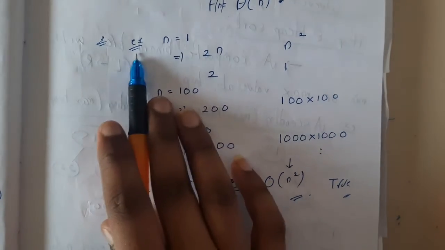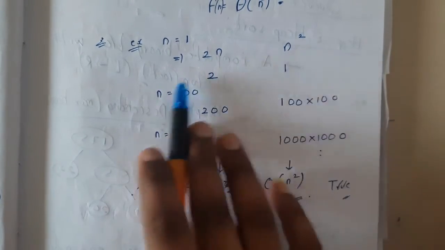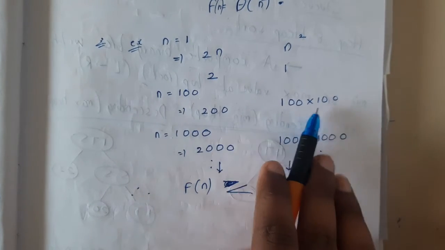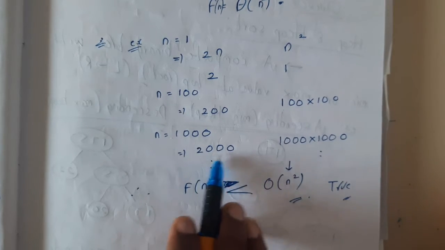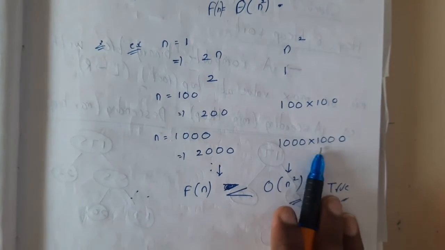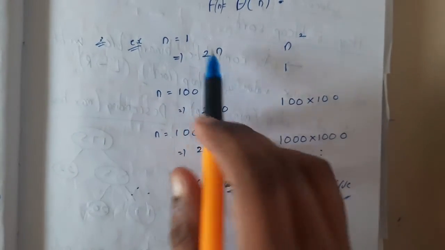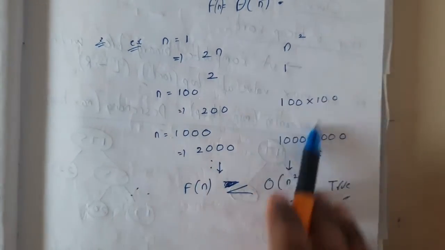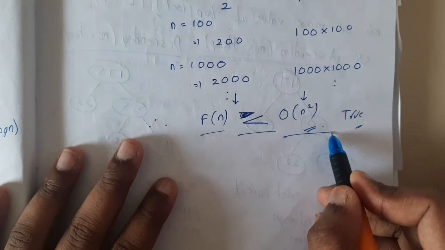Okay. So here you assume n equal to 1. So it will be 2 to the n compared with n square. If you assume n equal to 1, it will be 2 and 1. For 100 it will be 200 and it will be 100 into 100, that will be a lot. For 1000 it will be 2000 and this will be a lot, right? So always n square is greater. So you can say that our f of n, the given function, is less than this. So this is greater than this. So f of n is small o of n square.